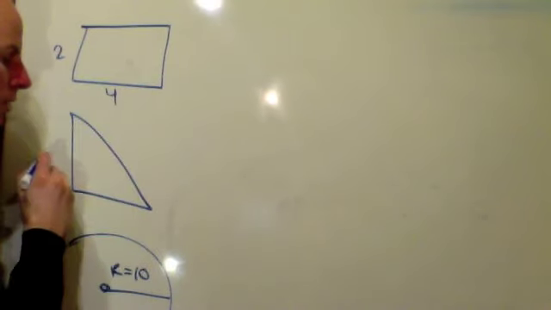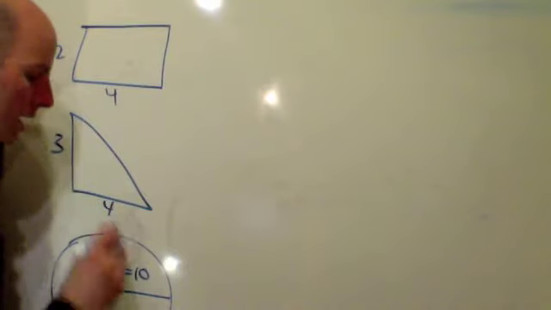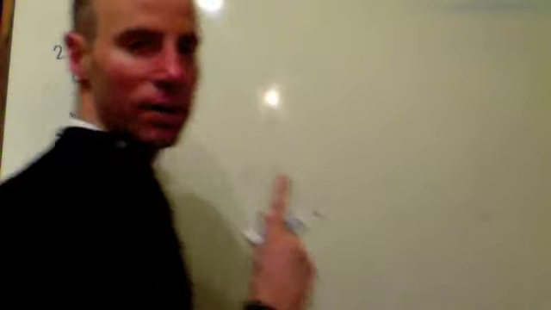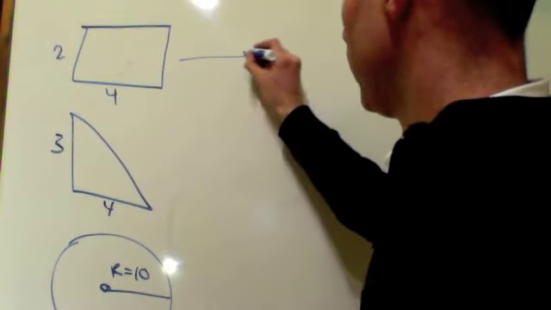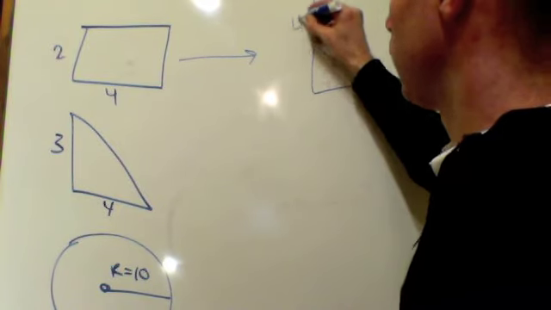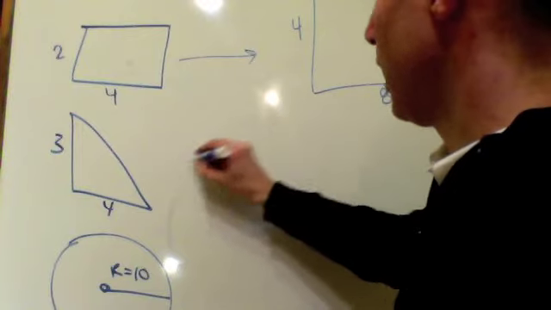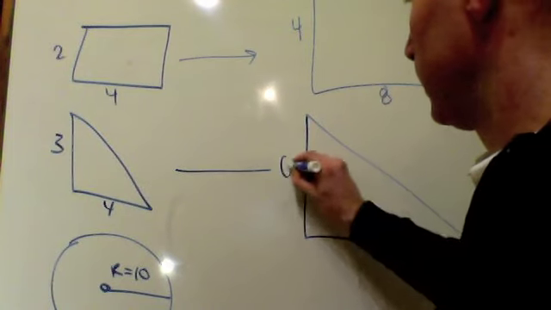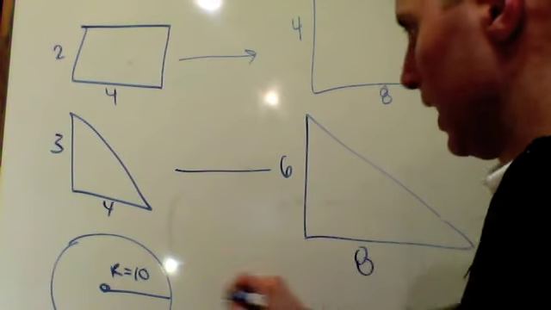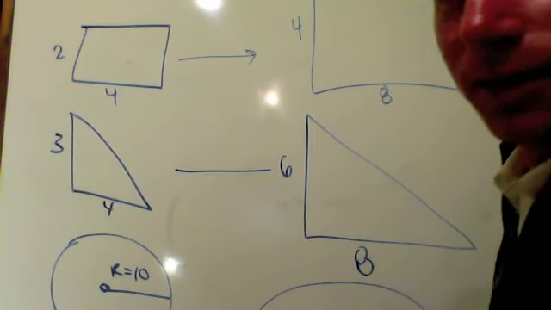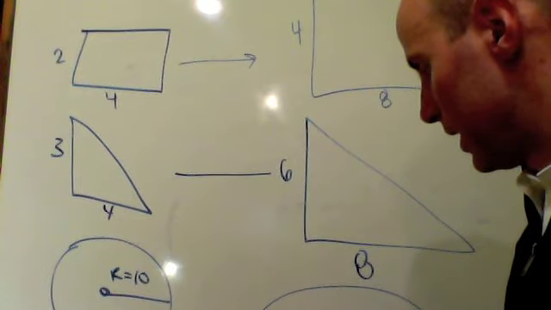I have a rectangle that's got sides of 2 and 4, a triangle that has sides of 3 and 4, and a circle that's got a radius of 10. And for each one of these geometric shapes, I'm going to double the dimensions. So this rectangle, now I double the dimensions, meaning it has sides of 4 and 8. This triangle, doubling the dimensions, has sides of 6 and 8. And the circle, wow, I'm off the board, it's so big. But the circle now has a radius of 20.